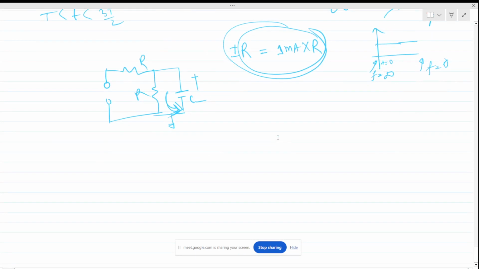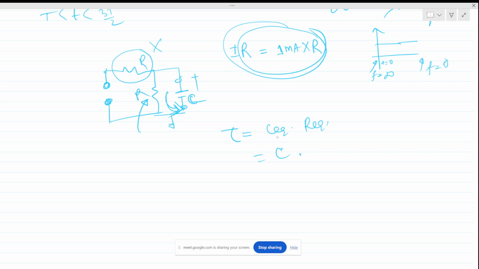Now what is the time constant of the circuit? For time constant, we have to remove the independent sources. So we have removed that. And what will be the equivalent capacitance? This will be nothing but C itself. And this R is out of the picture, right? Because this is not making any closed path across this capacitor. So the effective resistance is this R only. So this will be the time constant, C into R.